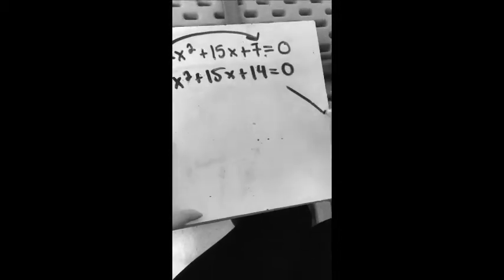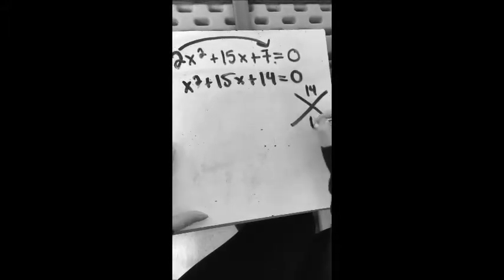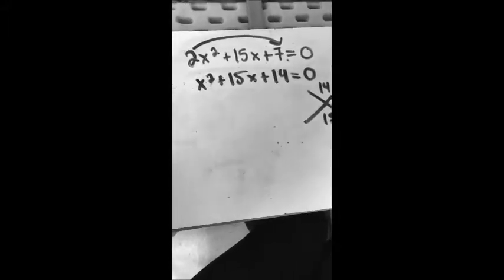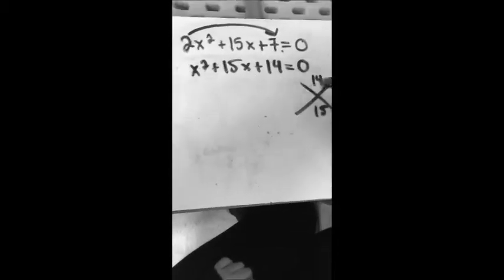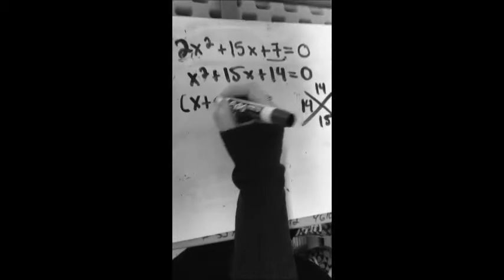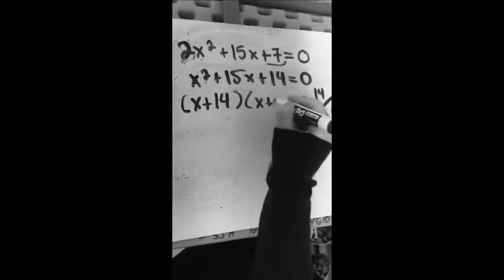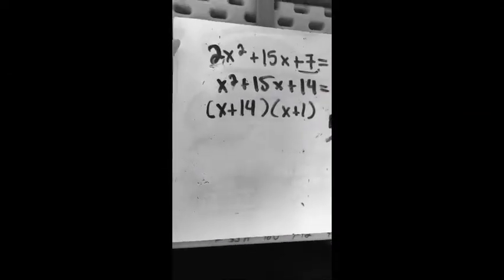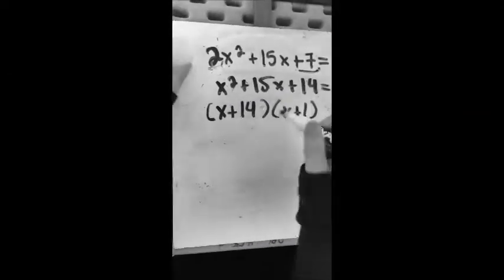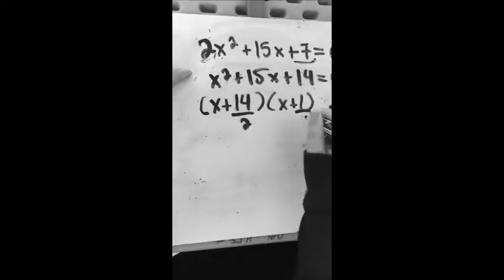And now we're going to use the x puzzle, and we're going to place the 14 on top and the 15 at the bottom again, like the first equation. So now the sets will be x plus 14 and x plus 1. Okay, now the next step is to divide the 14 and the 1 by 2.